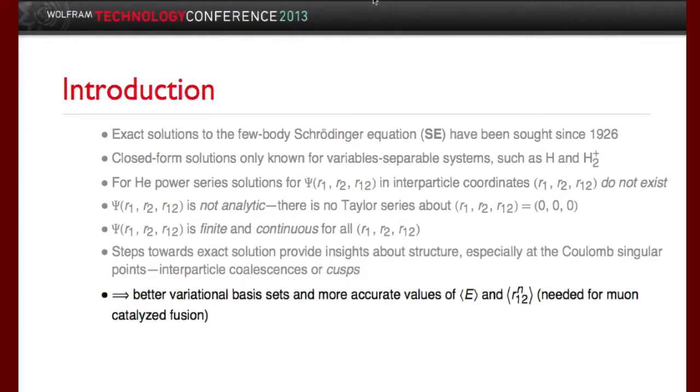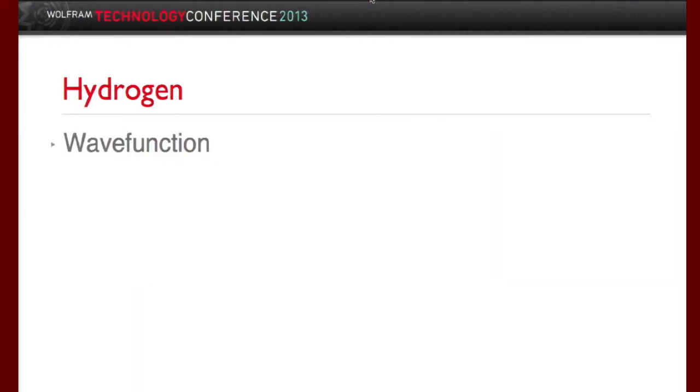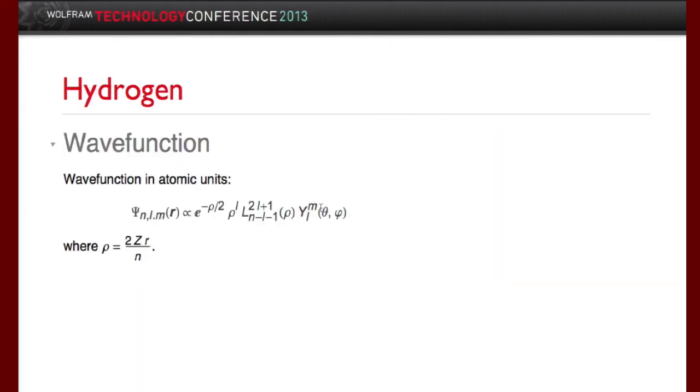So we'd like to improve variational basis sets, get better expectation values, and so on. And an exact solution is the sort of thing we need to be able to do that. So let's just revise. This is, say, second-year undergraduate stuff in Australia. We have the wave function for hydrogen written in the standard way. We have a radial part to it and an angular part, and we use separation of variables.